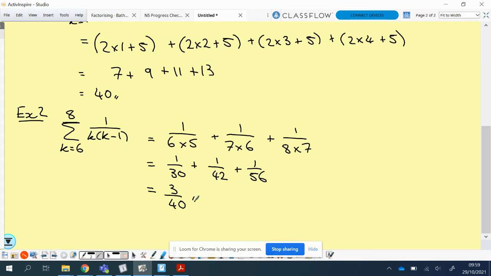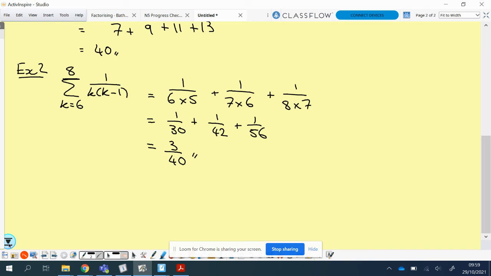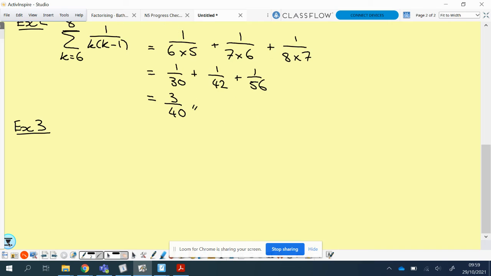And again, they don't always have to be short functions. So look at example 3. We're going to start when k equals 2 this time, so again we're not starting at 1, all the way up to when k is 5, and we have 3k squared plus 4k minus 1. So again we're starting off here when k equals 2 and going all the way up to when k equals 5.